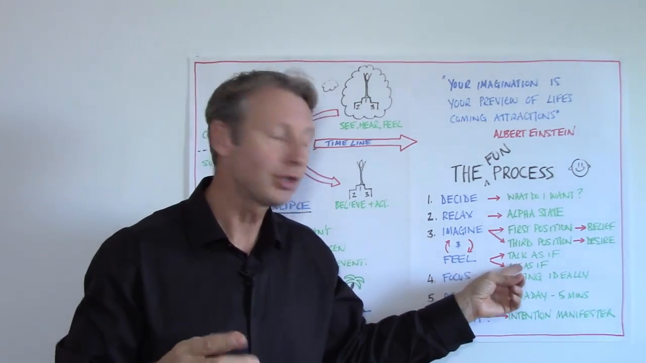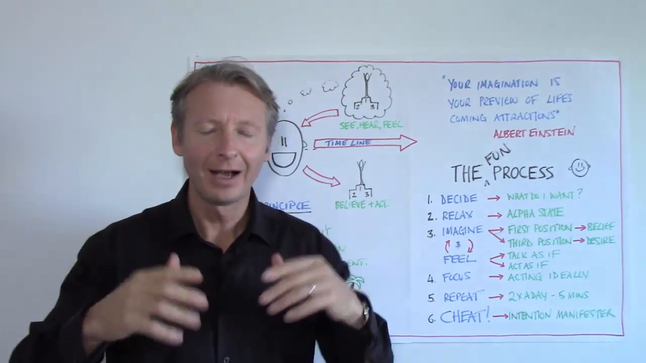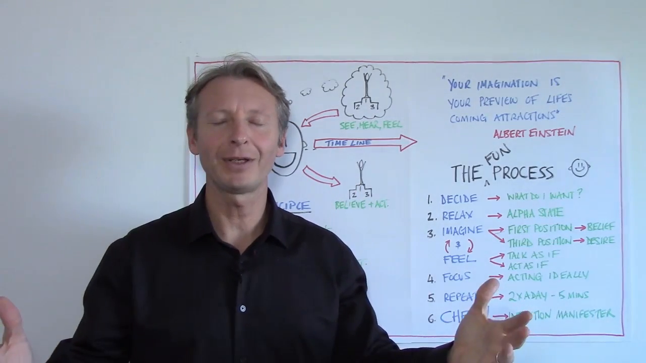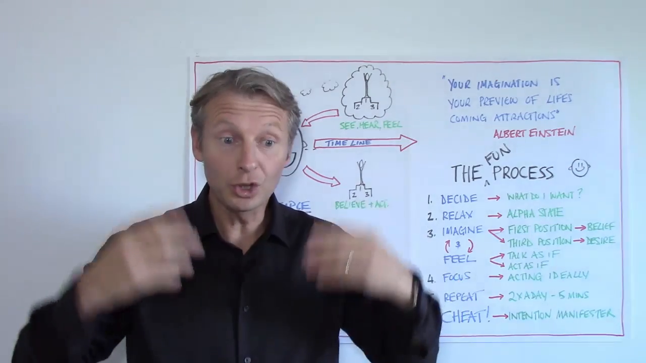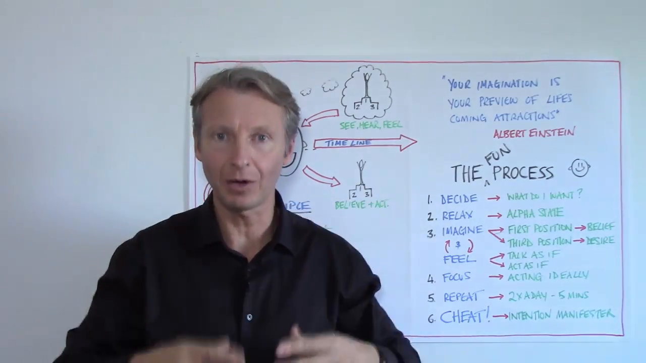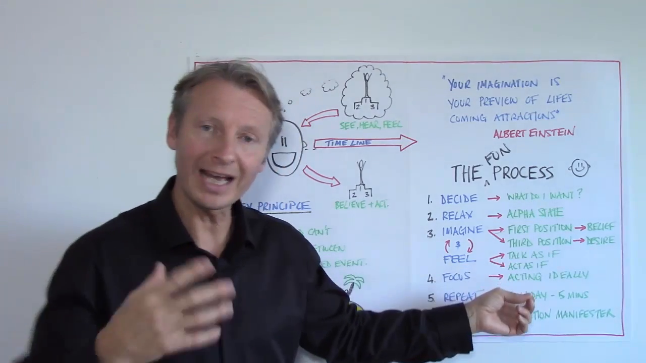First thing you can do is you can talk as if. So you can have your eyes closed and you can stand there and say, I'm standing on the podium, looking out at the audience, they're giving me a big round of applause, they're cheering me. So you can talk as if you have the goal achieved. That will build the feelings. The other thing you can do is you can act as if.